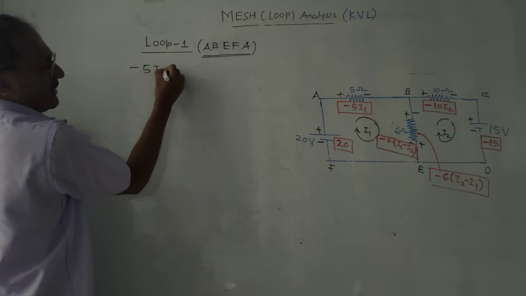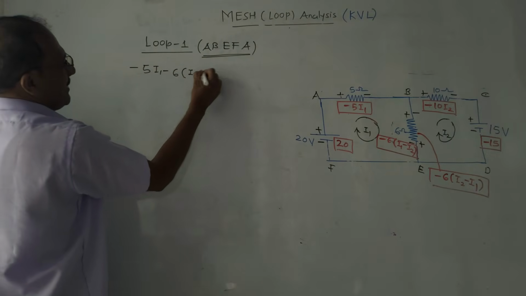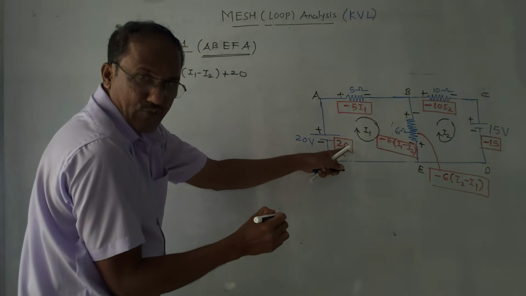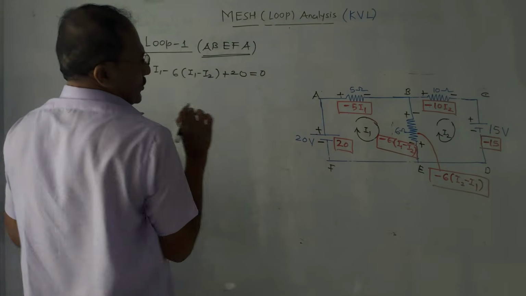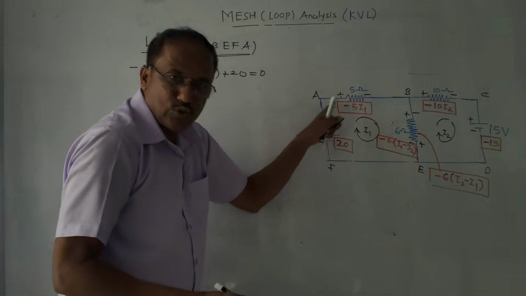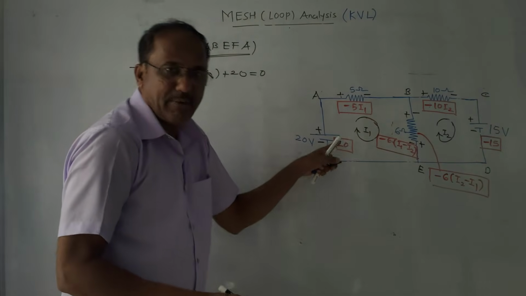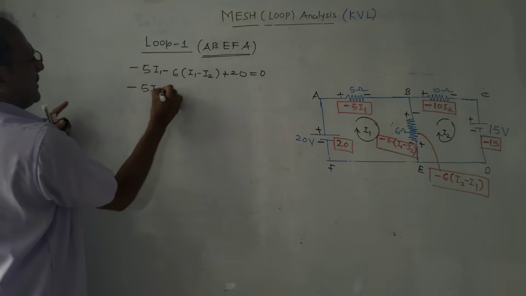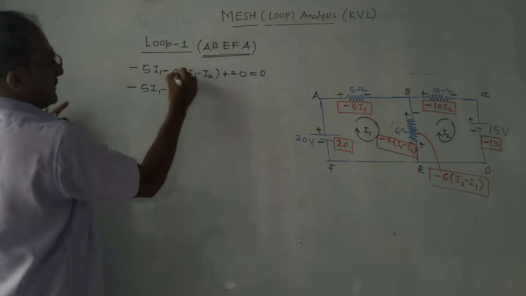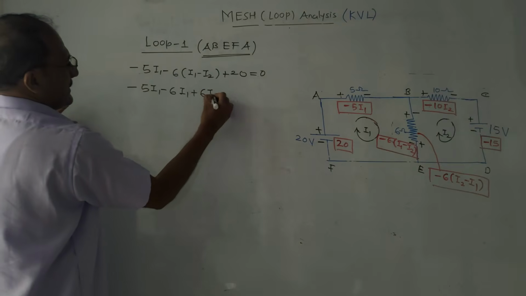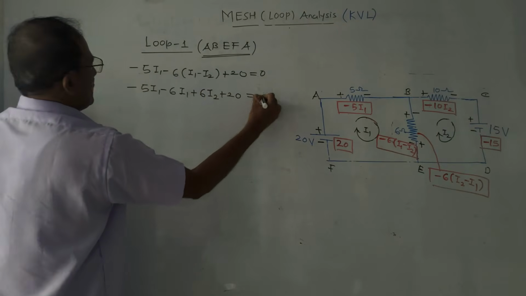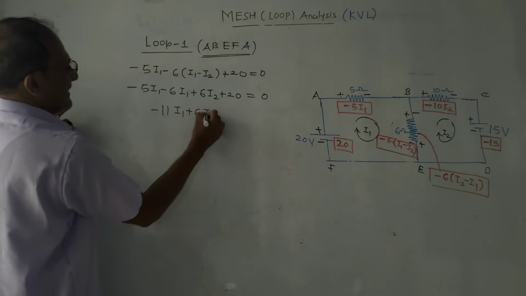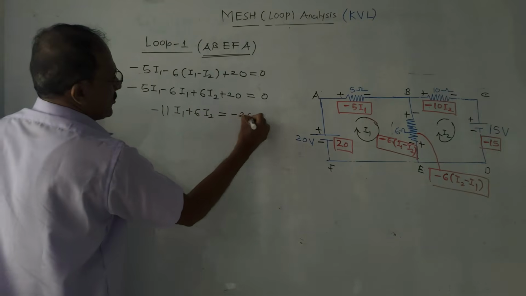So minus 5I1, minus 6(I1 minus I2), plus 20. Do remember, this plus 20 is equal to 0. I just have to write the values which I have written earlier in the square bracket. Then we'll simplify this equation. It becomes minus 5I1 minus 6I1 plus, this minus minus becomes plus, 6I2 plus 20 is equal to 0. So it becomes minus 11I1 plus 6I2 is equal to minus 20.